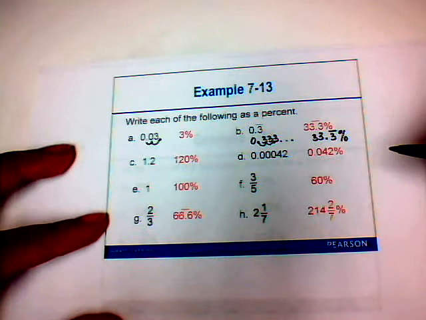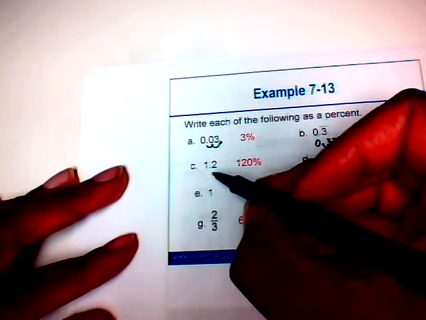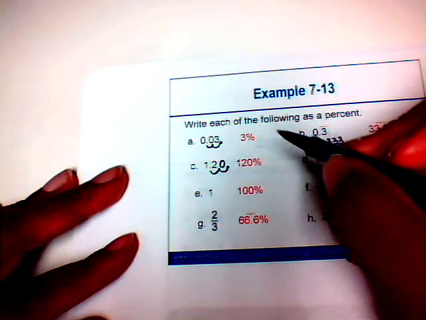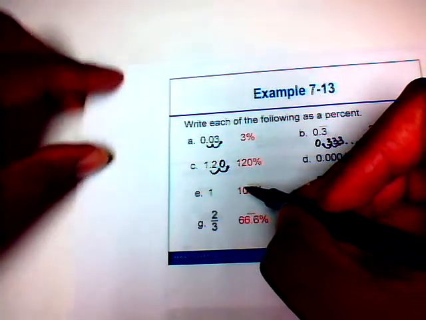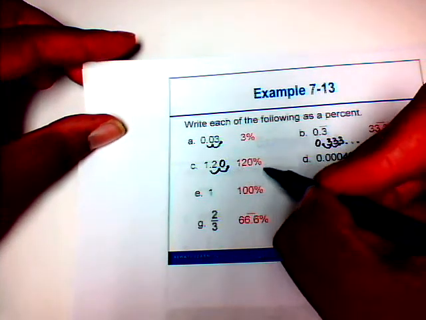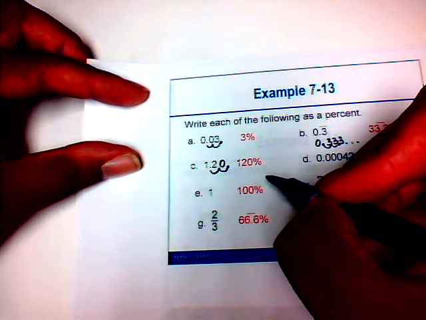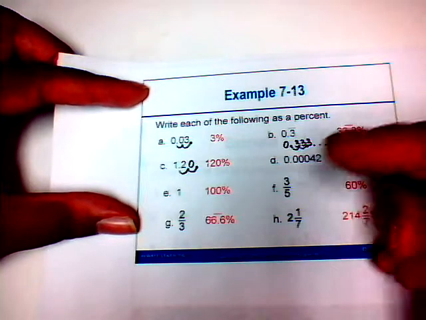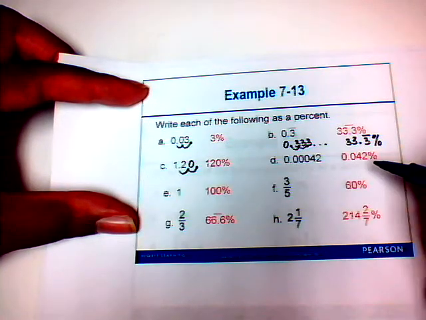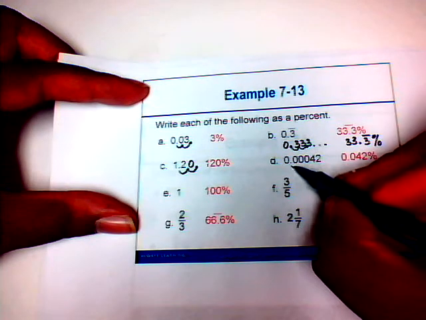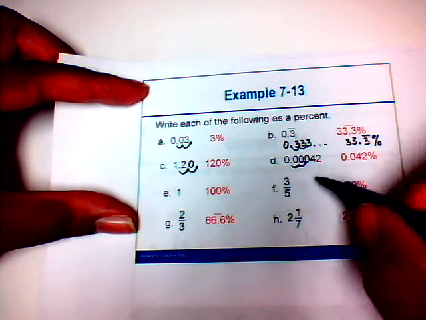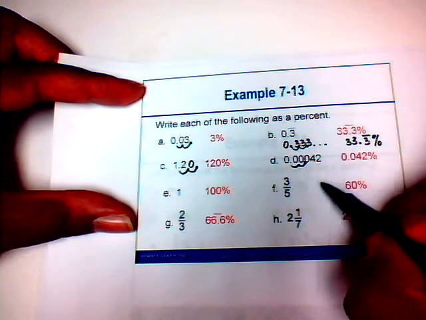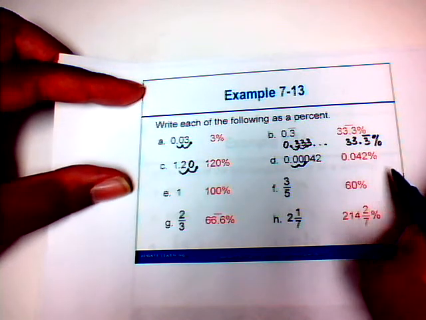Part C, 1.2 as a percent. Here we move this decimal point in 1.2 2 places to the right. In this case, we have to add a 0 behind it. So it'll be 120 with the percent sign. 120% is the percent for the number 1.2. And 0.00042 as a percent. Again, you move the decimal point 2 places to the right. That means that this decimal point will be behind the second 0. So it'll be 0.042%.